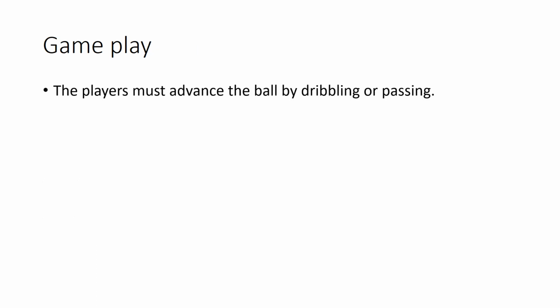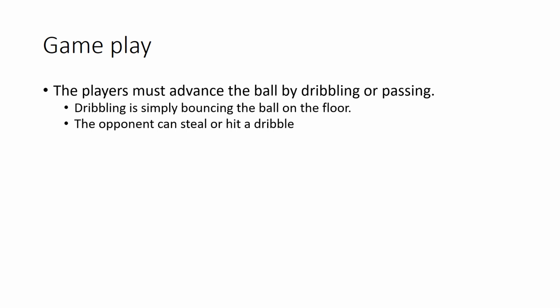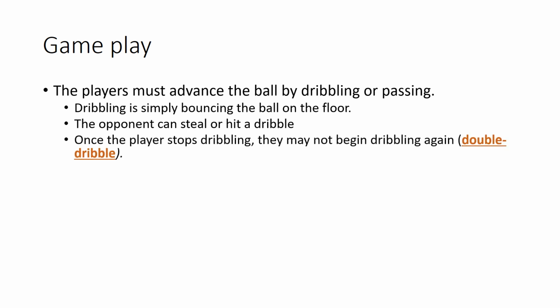Let's take a look at some of the rules of gameplay. The players must advance the ball by dribbling or passing. Dribbling is simply bouncing the ball on the floor, and the opponent can steal or hit a dribble, but once the player stops dribbling, they may not begin dribbling again. If they do, the violation is a double dribble.